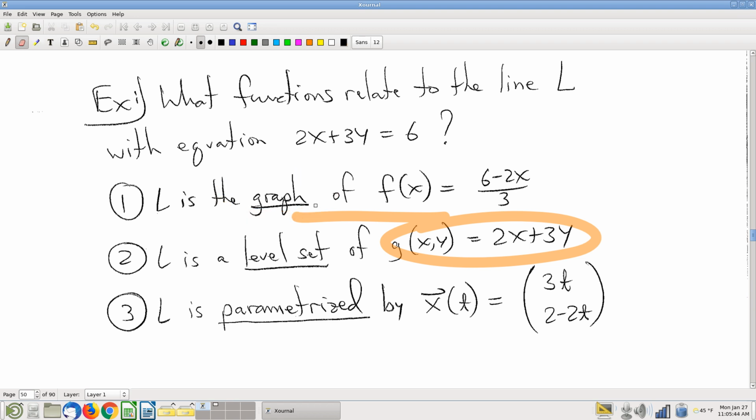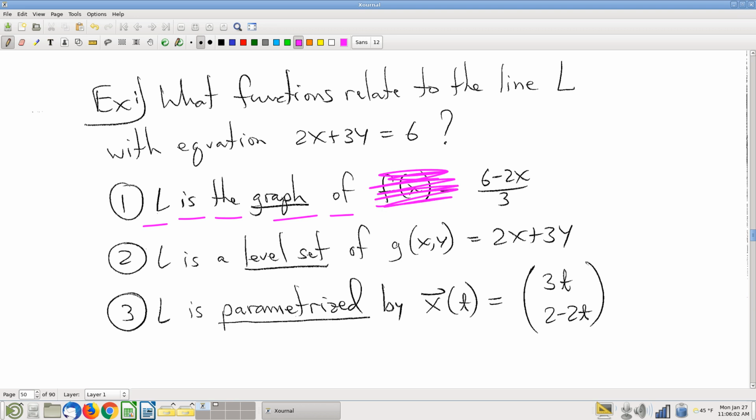And let me point out one other thing. This is a little pet peeve of mine, but this happens a lot. Students will sometimes write, L is, I'm going to edit what I have here to represent, so I'm going to disavow this momentarily, but students will write, L is the graph of 6 minus 2x over 3 equals y.